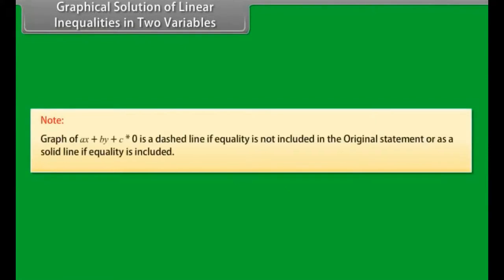Note, the graph of ax plus by plus c equals 0 is a dashed line if equality is not included in the original statement, or a solid line if equality is included.